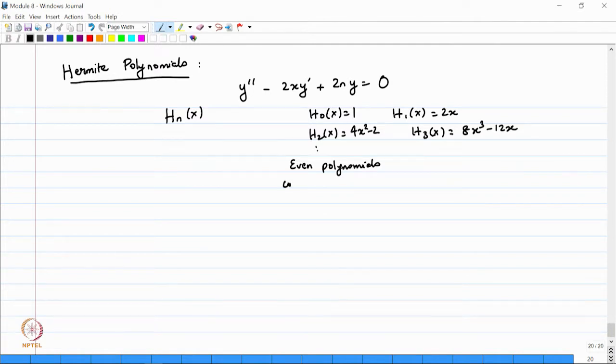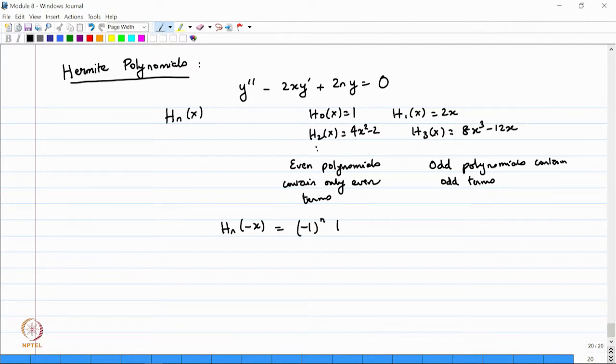What is important is that the even polynomials contain even terms, and odd polynomials contain odd terms, that is odd powers of x. So, therefore, you can say that h n of minus x is equal to minus 1 raised to n times h n of x. If n is odd, then h n of minus x is minus h n of x. So, they are odd functions. If n is even, then it is an even function.